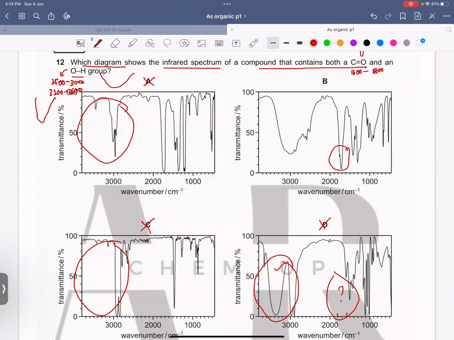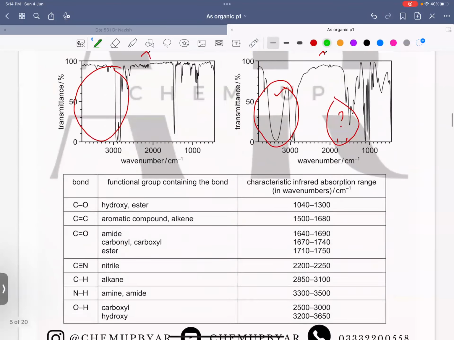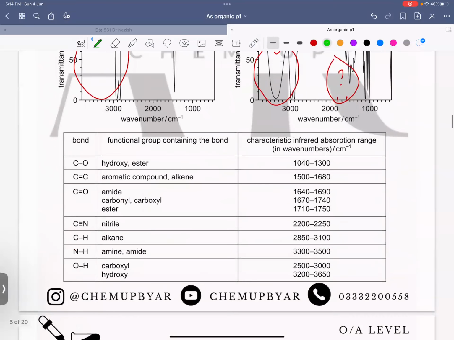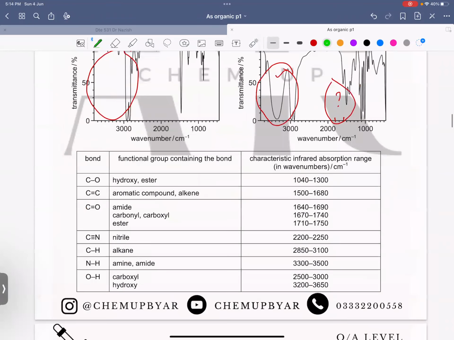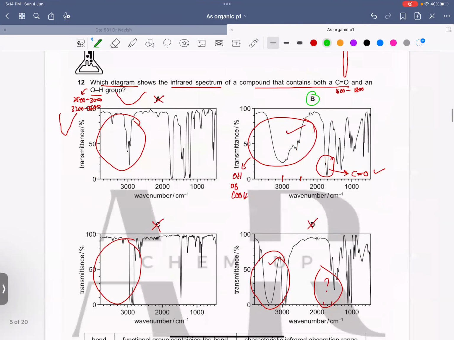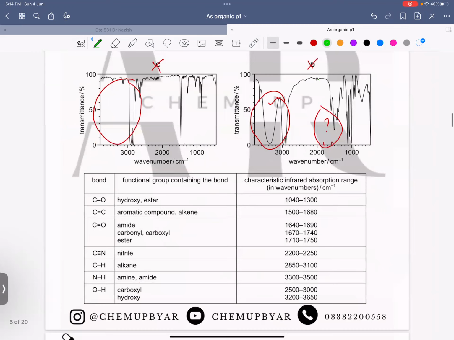In B, here you are getting the peak of C double bond O. And here you are getting the broad peak from 2500 to 3000 of OH of C double bond OH. This makes B your correct answer. Yes, Abdullah, good. Is this clear? Okay. So see, in this way, they have given you these ranges, so you can compare these ranges to identify. Okay, now look at question number 13.